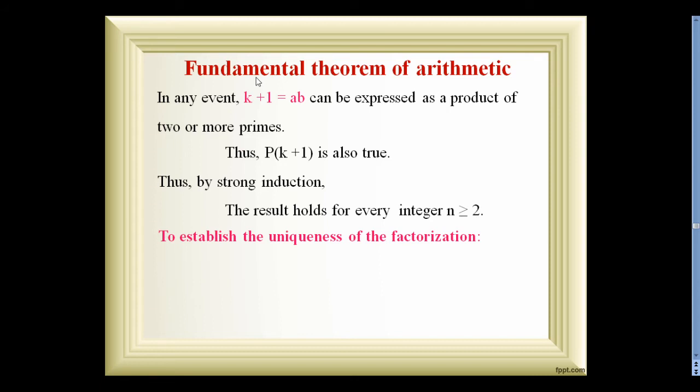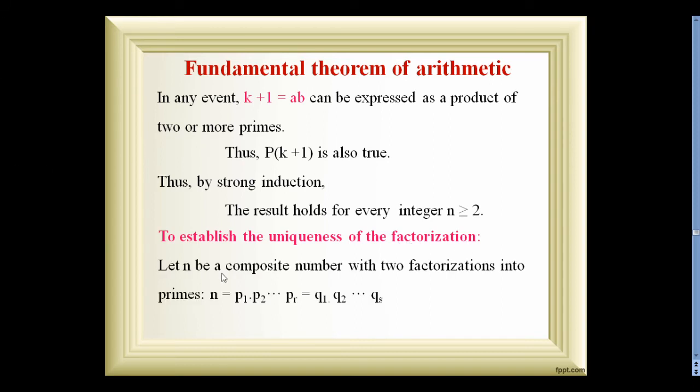Inductive step: we proved P(3), P(4) up to P(k) are prime numbers or can be expressed as a product of prime numbers. Then by the strong induction method, we proved P(k+1) is also true. Now the second part of the proof, to establish the uniqueness of the factorization.